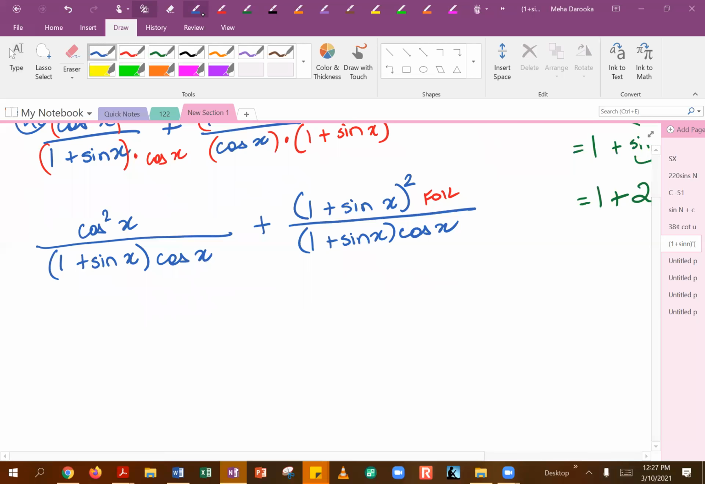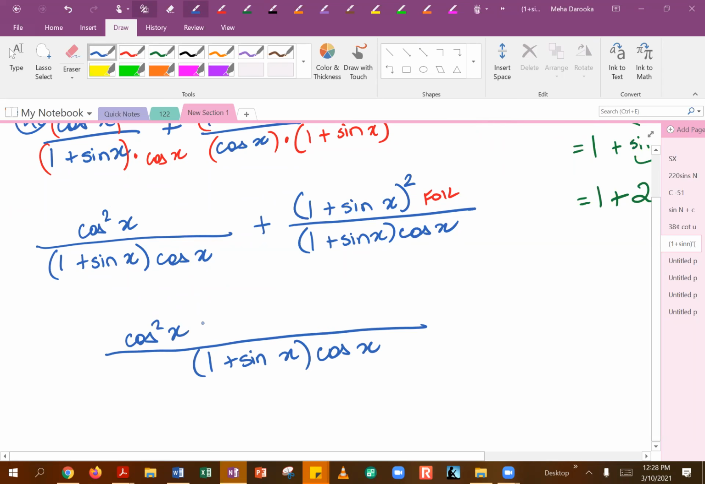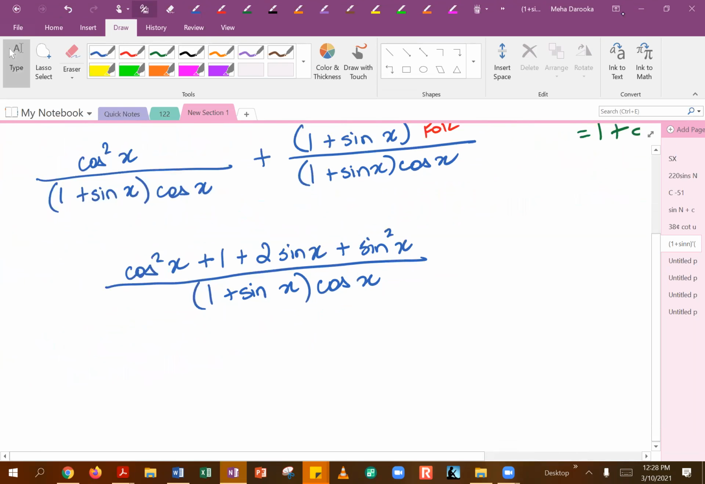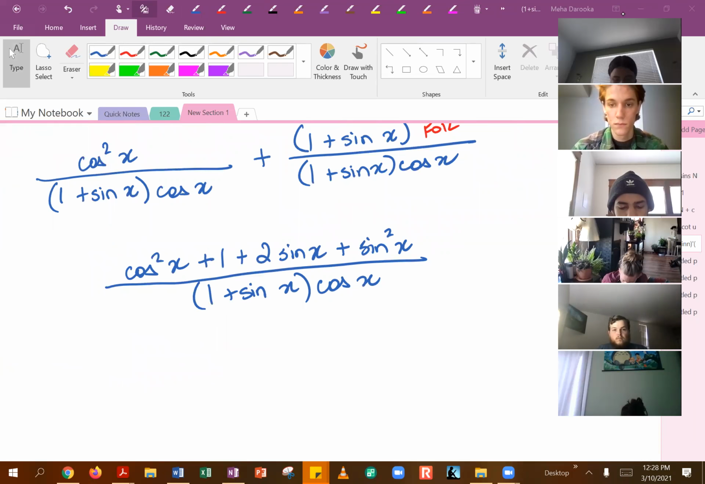Now what I'm actually going to do is, instead of leaving this as two separate fractions, since we do have the same denominator now, we can go ahead and combine these into a single fraction. So we've got cosine squared of x from the left-hand side, plus the FOILed answer over here, so that will be 1 plus 2 times sine of x plus sine squared of x. So we took the left-hand side, brought it down as it is. The right-hand side, we did a FOIL on the 1 plus sine of x, and we have the FOILed answer.